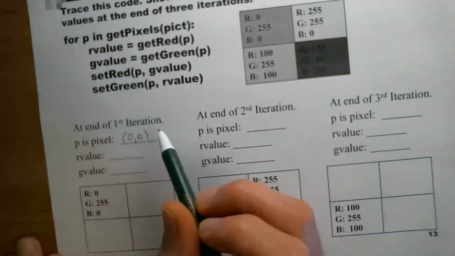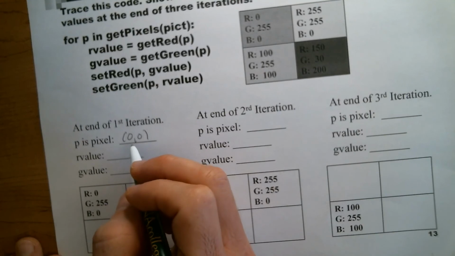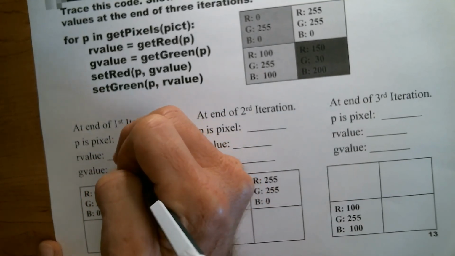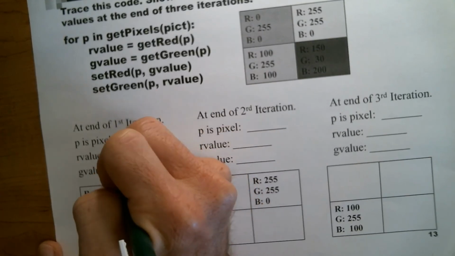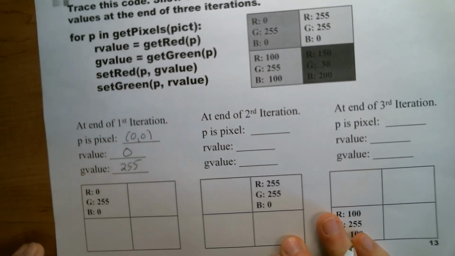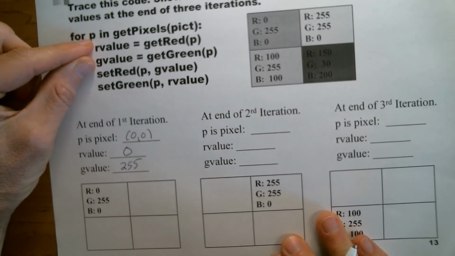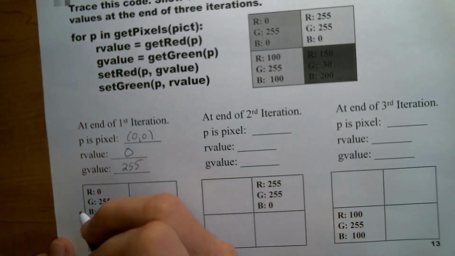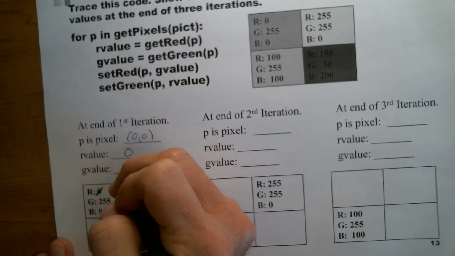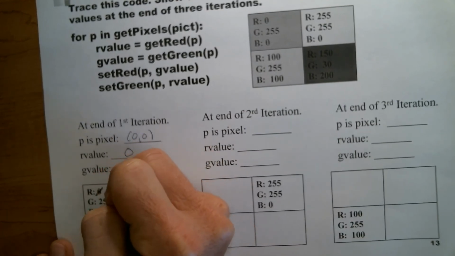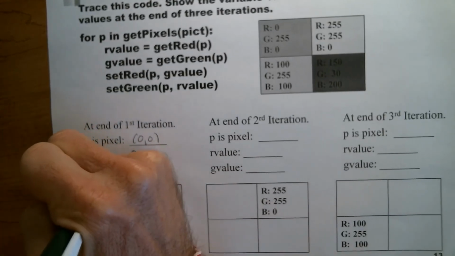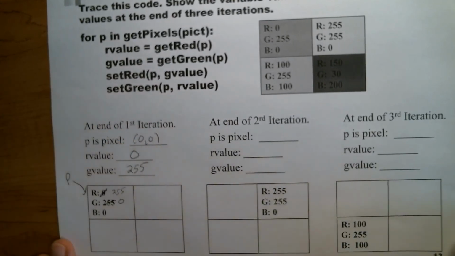So at the start, or even at the end, our R value is going to have a 0. G value is going to have a 255 because those are just being recorded in these variables. But then the pixel itself is going to be changed. The 0 is going to be changed to a 255. The 255 is going to be changed to a 0. And this is the pixel that P is assigned to.